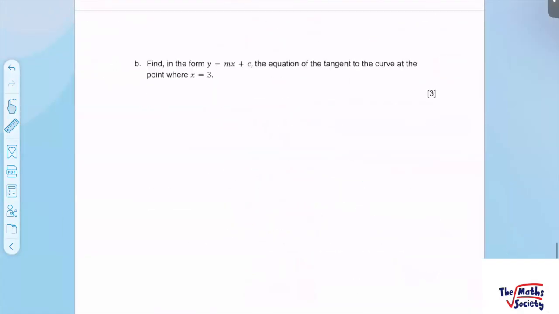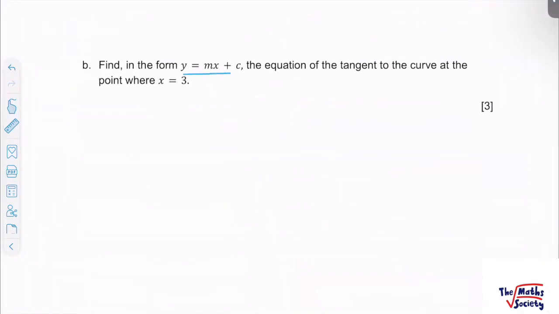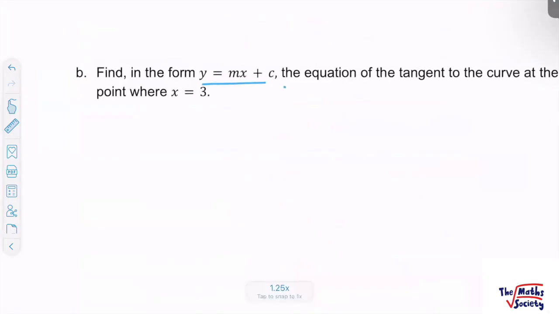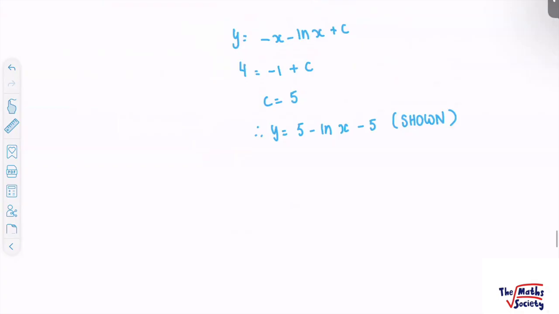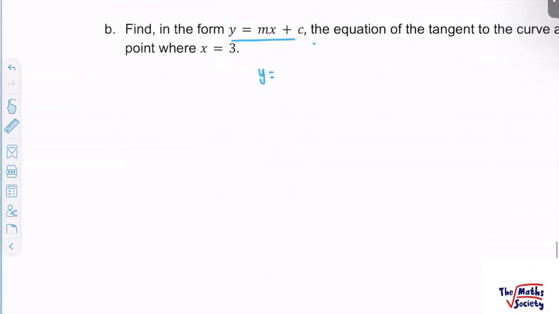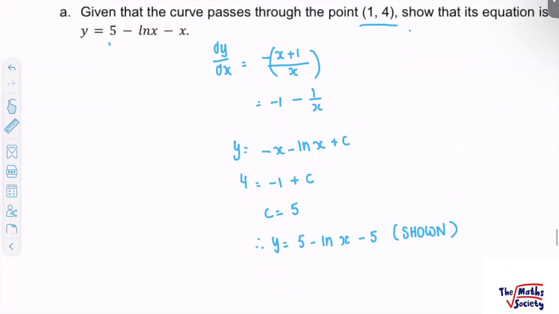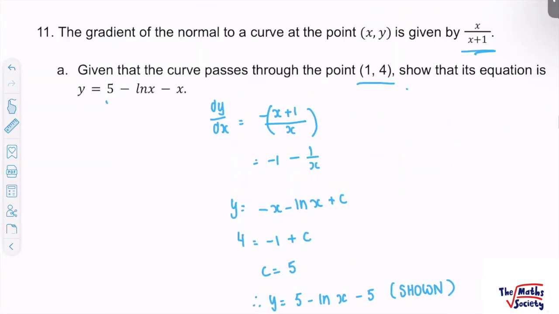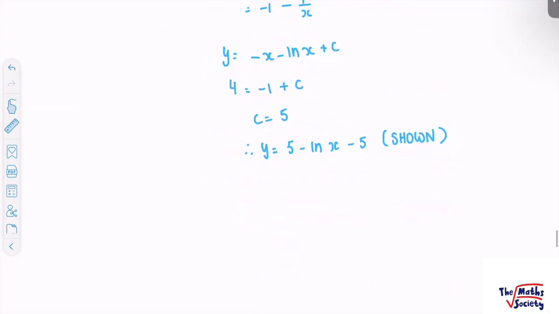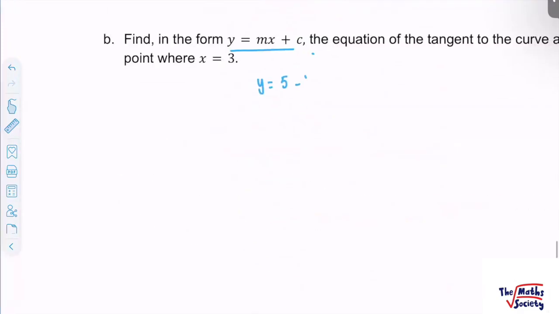And now moving on to B, it says find in the form y equal to mx plus c, the equation of the tangent to the curve at the point where x is equal to 3. So we're going to have to grab the 5 minus ln x minus, let me have a look, not 5, it's ln x minus x. Yeah, it has to be x. 5 minus ln x minus x.